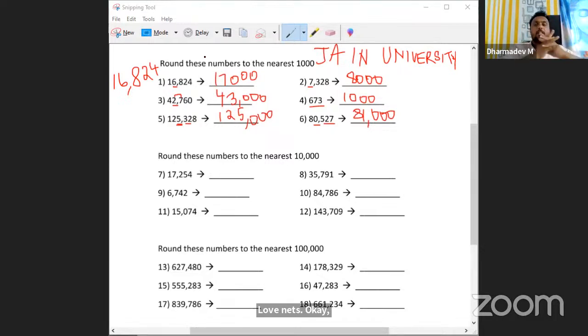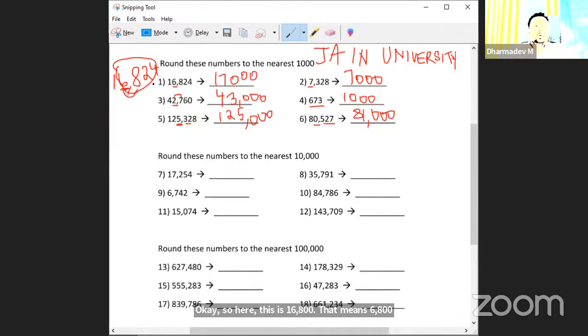In 16,824, what is in the place of 1000? Oh yeah, this is 7,000. I'm sorry. 7,000. Okay. So here, this is 16,800. That means 6,824. What is the nearest number to 6,800 in thousands place? That's gonna be 7,000.